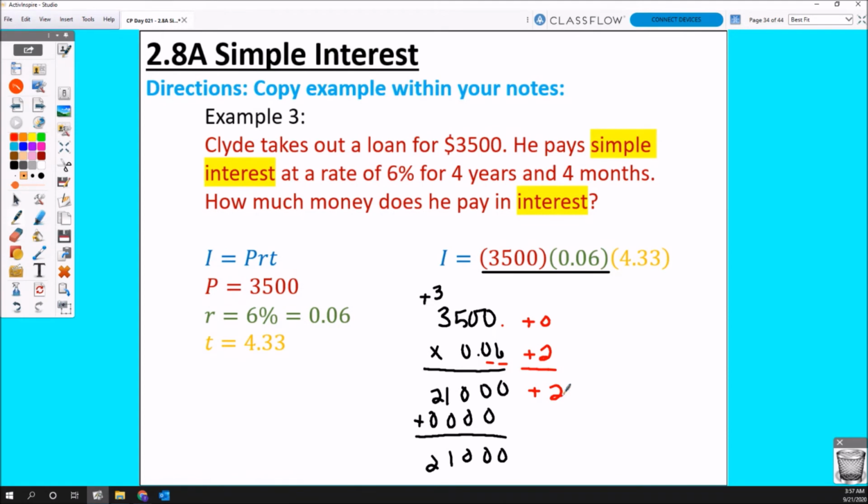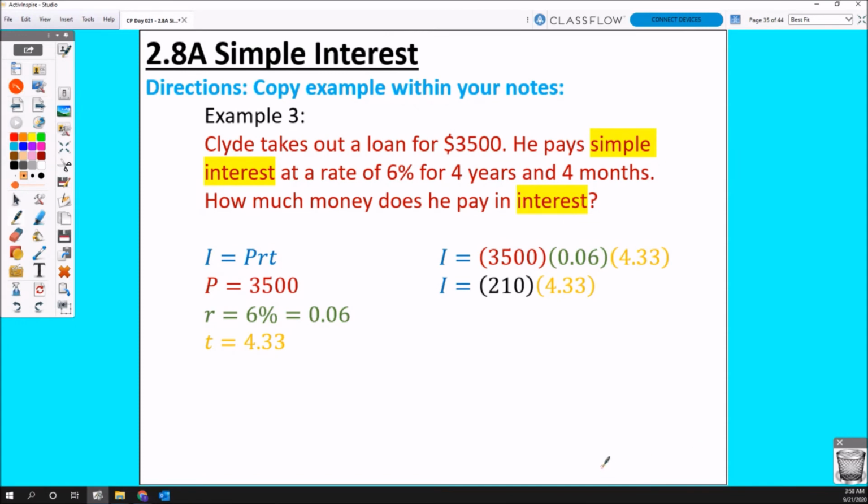So since we're working with 2 decimal places, for our final answer, we're going to start here and then move 2 times. So our true number or final number is 210.00, or just simply 210. So again, it's not 21,000, it's actually 210 when you're multiplying 3,500 and 0.06. So once you determine that value, next is when we multiply 210 times 4.33. So I'm going to write the work out for this.